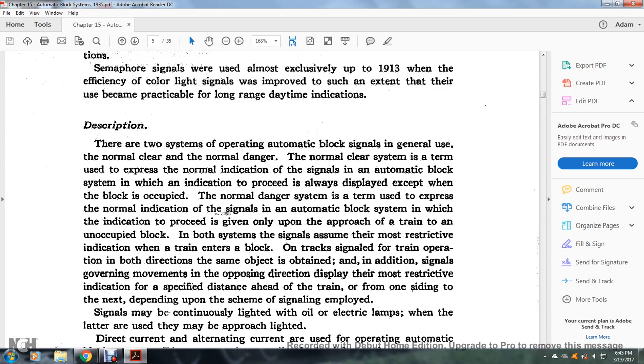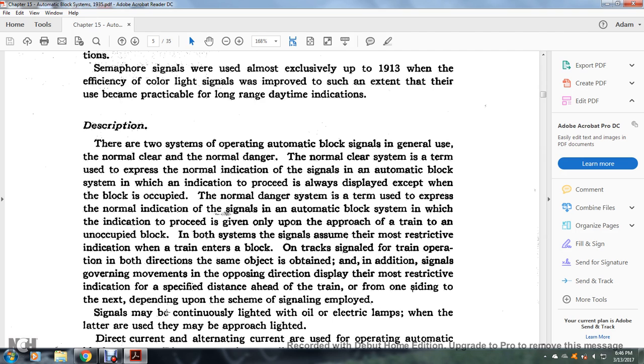Description: there are two systems of operating the automatic block system in general use: the normal clear and the normal danger. The normal clear system is the term used to express the normal indication of the signal of the automatic block system in which the indication of proceed is always displayed except when its block is occupied. The normal danger system is the term used to express the normal indication of the signal in the automatic block system in which the indication of proceed is given only with the approach of a train to an unoccupied block.